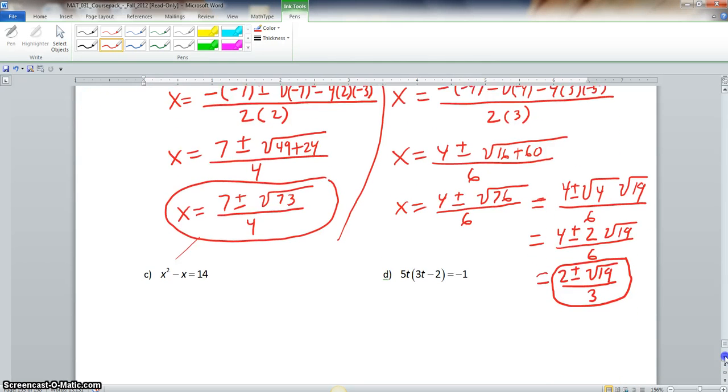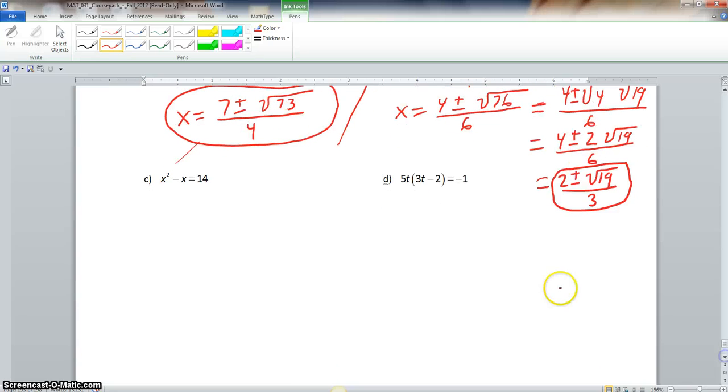Now we scroll down here to C. C is the same difference. We must get this to equal 0, so we will subtract 14 on both sides.